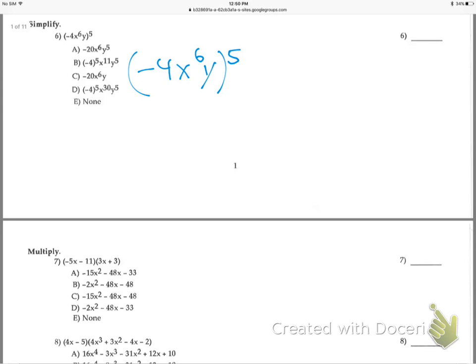Okay, so what's the rule with powers outside parentheses? Powers outside, multiply powers inside. So what are the powers? There's a 1 power here and a 1 power there. So this power is going to go boom, boom, boom, and hit those. So it'll become minus 4 to the 5th, x to the 30th, y to the 5th. See what happened there? So powers outside parentheses multiply powers inside.